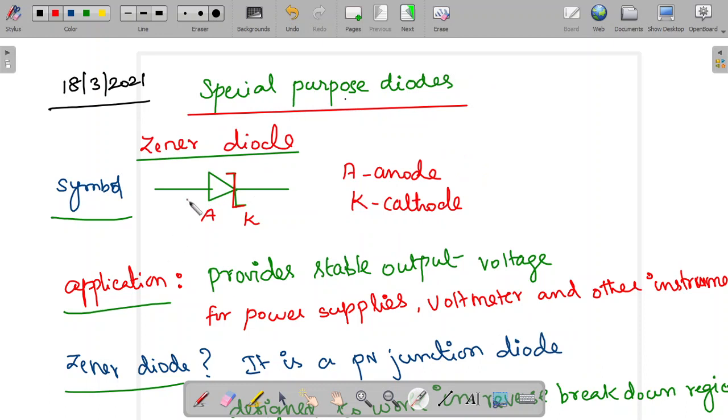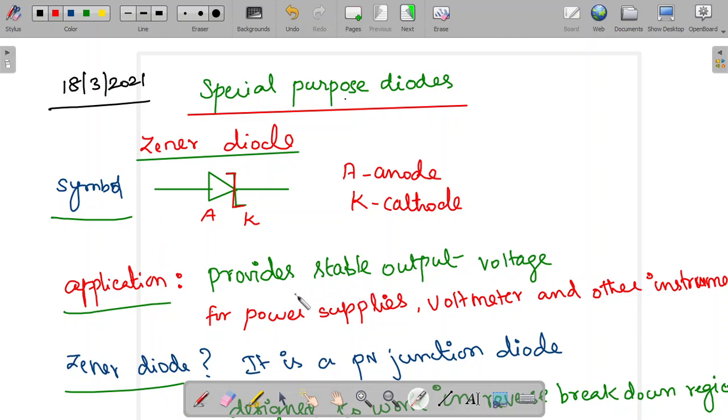Here, this arrowhead is the anode and this C symbol represents the cathode. So it has two electrodes, or two terminals, an anode and a cathode. This is the symbol. Then what is the application? Why do we go for this Zener diode? What is the main advantage, application or use of the Zener diode?